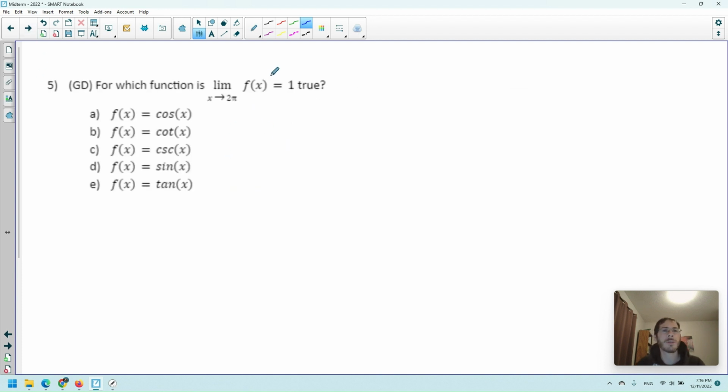For number 5, we have to find for which function the limit as x approaches 2 pi of f of x equals 1 is true. We have a whole bunch of trig functions here, so we're going to have to decide which one actually gives us 1. Let's check this out. We can plug in 2 pi for all of our trig functions. Cosine of 2 pi does equal 1. So it seems like we're going to pick that one.